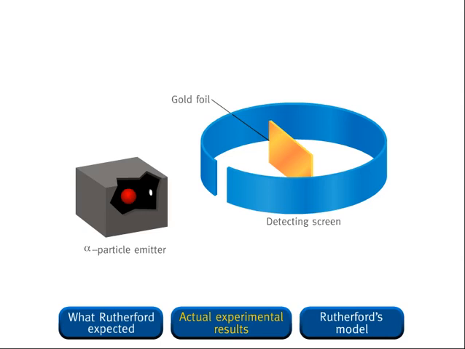Rutherford observed that the majority of alpha particles penetrated the foil either undeflected or with only a slight deflection. Every now and then, however, an alpha particle was scattered or deflected at a large angle. In some instances, an alpha particle actually bounced back in the direction from which it had come.